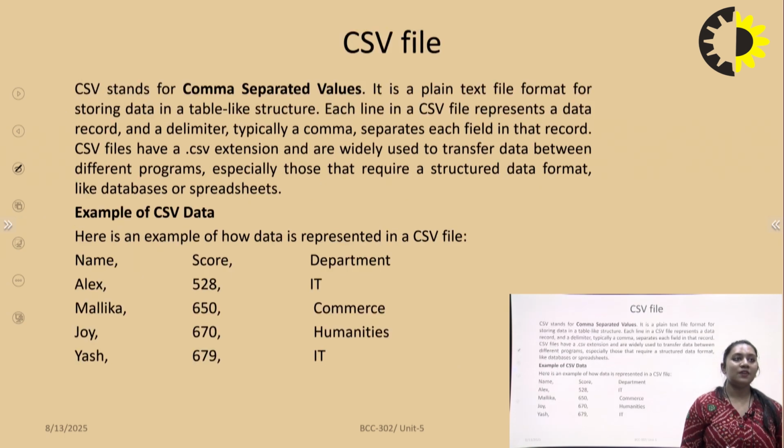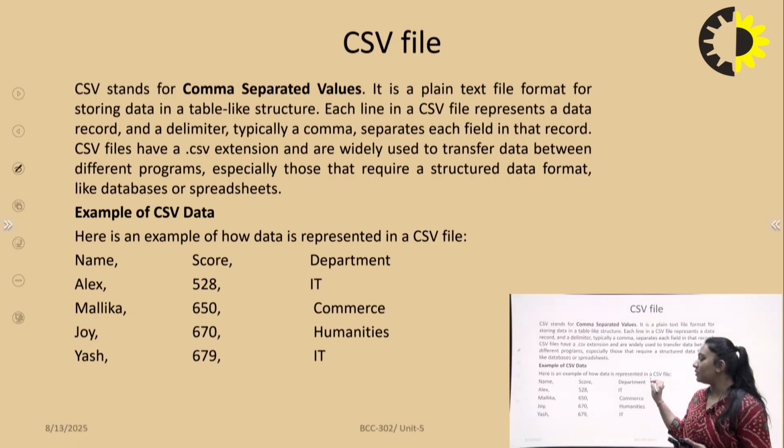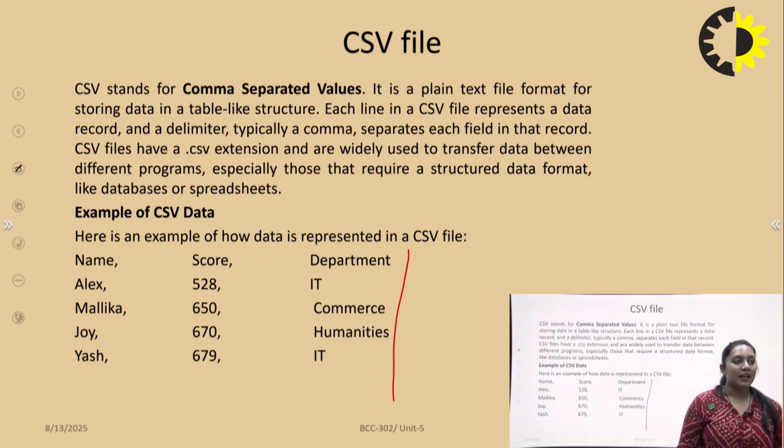Next is the CSV file. CSV stands for comma separated values. It is a text file, and it stores data in a table-like structure. It represents records using commas, and each field is stored in a file with a .csv extension that transfers data between different types of programs. Right, here are a few examples of CSV data files.